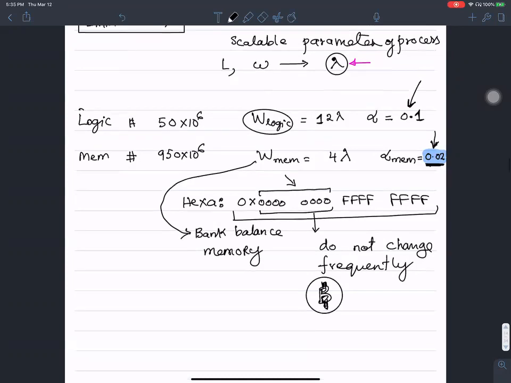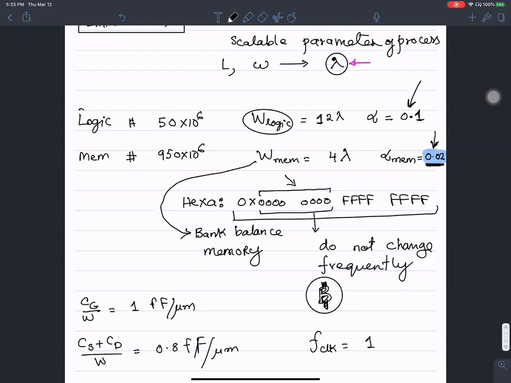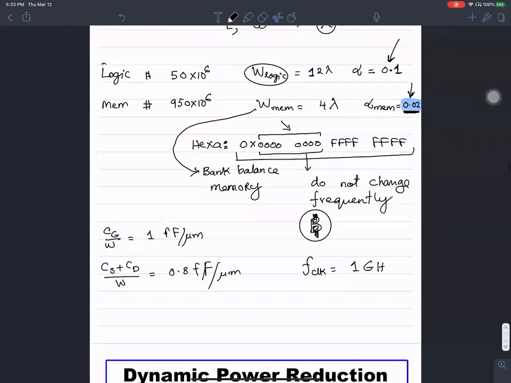That's the idea. Now, what else is given is C gate per unit width, given to be 1 femtofarad per micrometer. C diffusion, which represents C source plus C drain per unit width, is given to be 0.8 femtofarads per micrometer. And then the frequency of the clock is given to be 1 gigahertz. And the question is, find out the total power consumption.